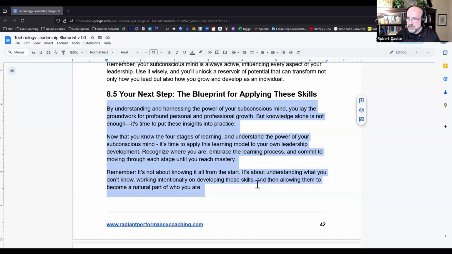Now that you know the 4 stages of learning and understand the power of your subconscious mind, it's time to apply this learning model to your own leadership development. Recognize where you are, embrace the learning process, and commit to moving through each stage until you reach mastery. Remember, it's not about knowing it all from the start. It's about understanding what you don't know and working intentionally to develop these skills and allowing them to become a natural part of who you are.